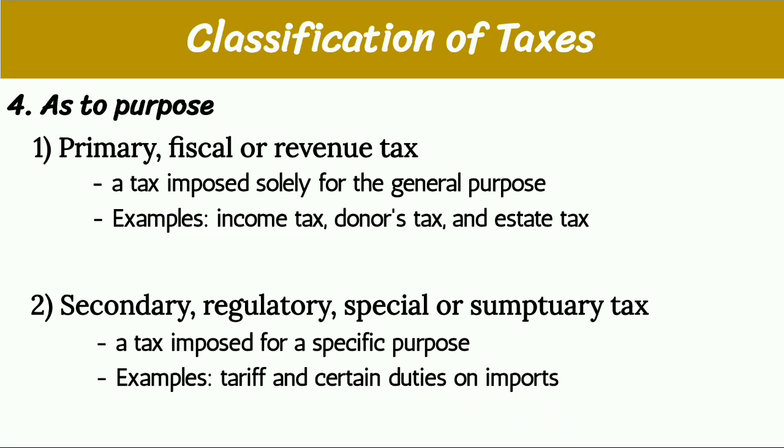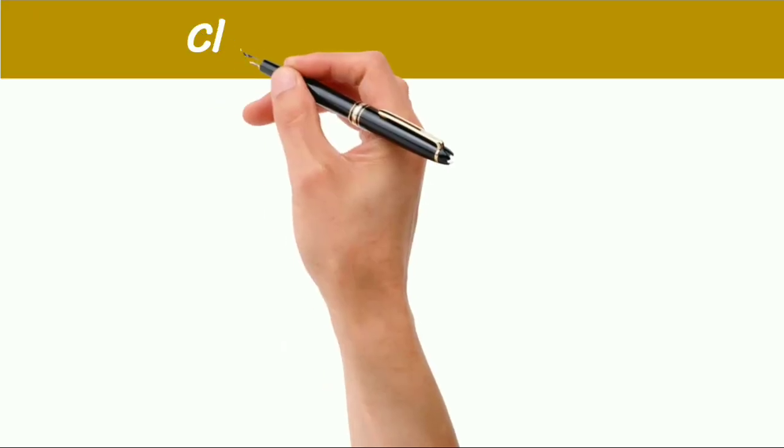So, ang ginagawa ng Philippine government, magpapataw siya ng buwis doon sa importation ng bawang dito sa Pilipinas. So, yan yung sinasabing secondary, regulatory, special, or sumptuary tax. May specific purpose na tinatarget.